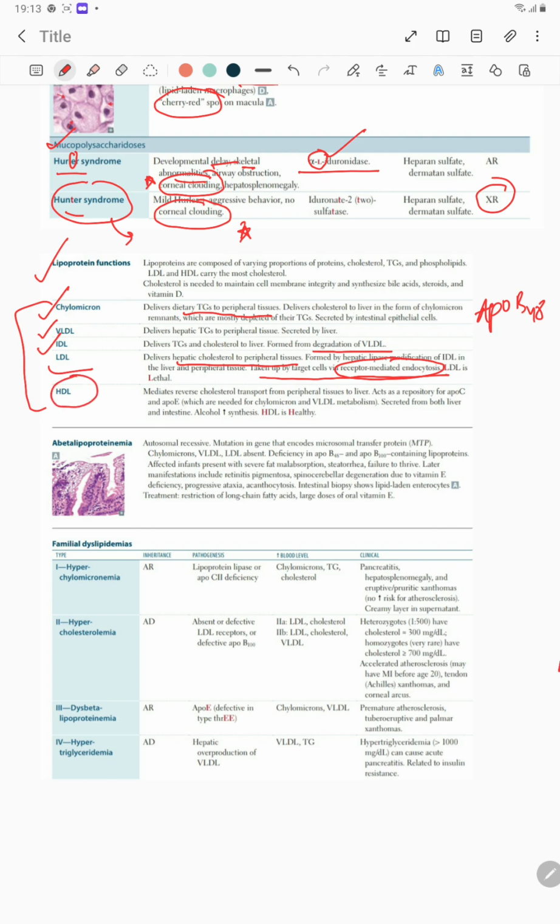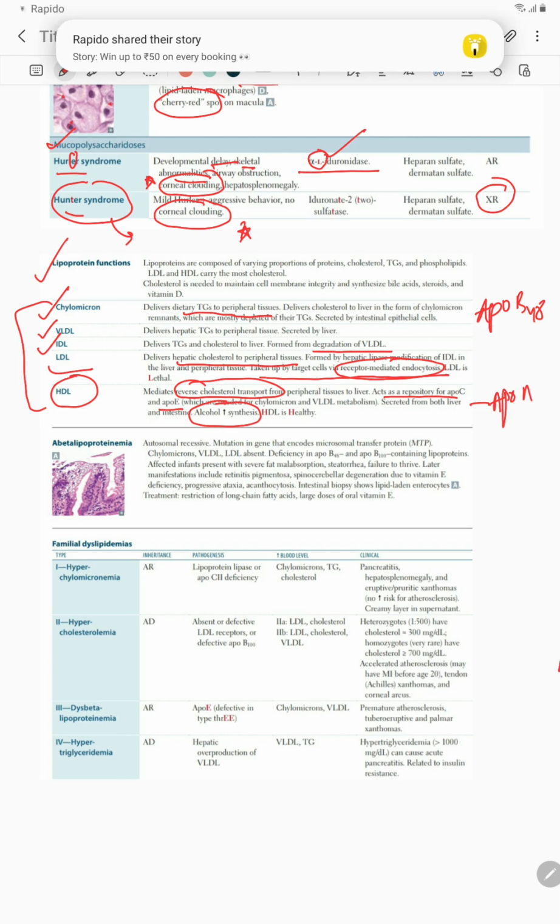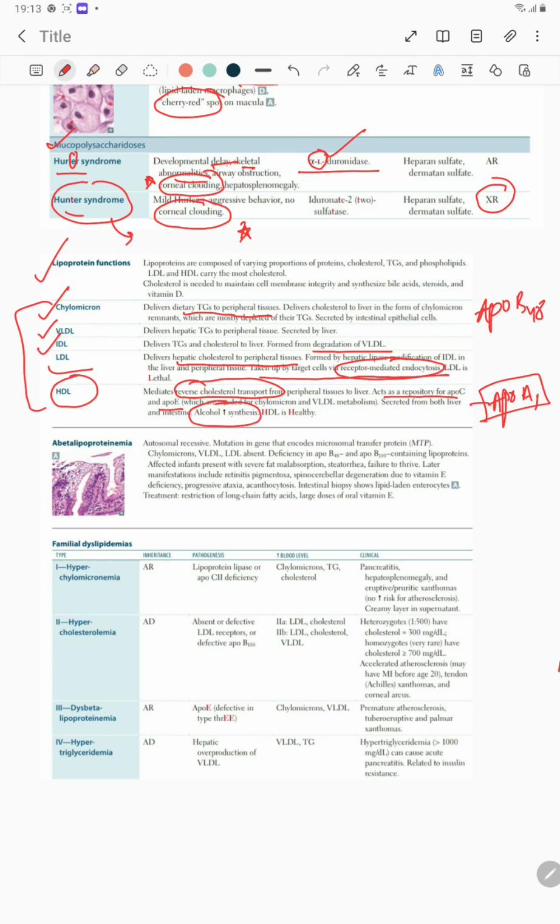Then we have HDL cholesterol, which is for reverse cholesterol transport. It acts as a repository for ApoC and ApoE, and alcohol increases the synthesis of HDL. HDL requires ApoA1 for its synthesis and transport, and ApoB48 is required for chylomicrons. For VLDL and LDL, we require ApoB100.